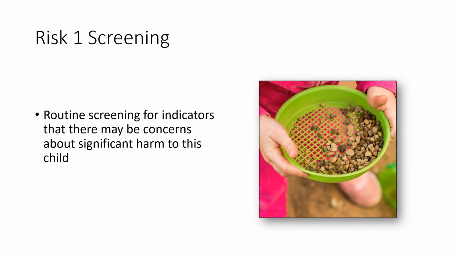The first is risk screening. A routine screening for indications that there may be concerns about significant harm to a child. This is asking a simple question. Do I have concerns about significant harm to this child? This can be done in supervision as a quick method to screen all allocated cases and decide what needs to be discussed with the team manager.